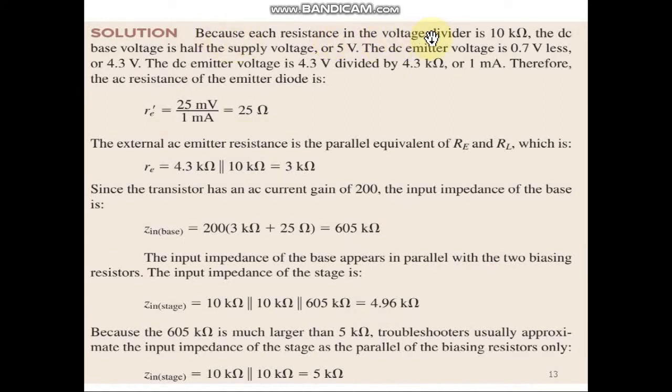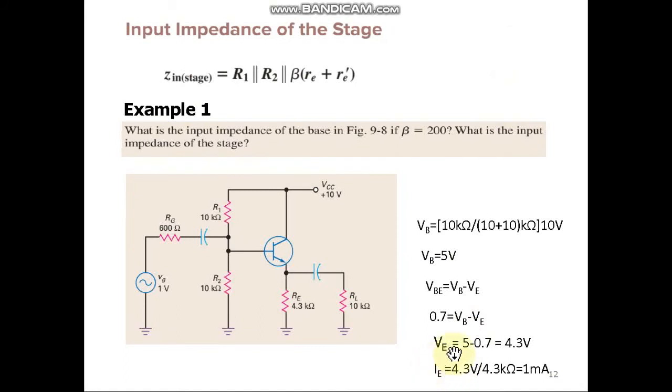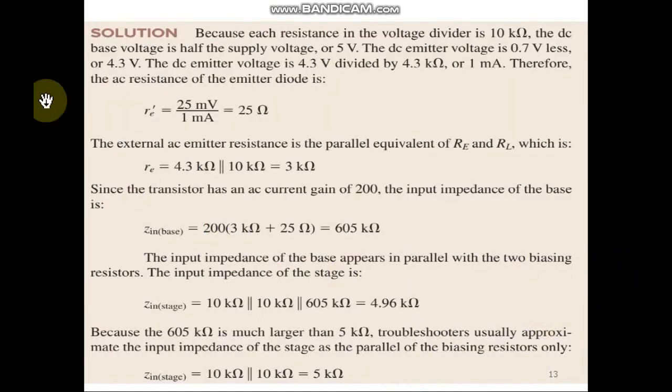Because each resistor in the voltage divider is 10K, this we have calculated, IE is equal to 1 milliampere. Therefore, the AC resistance of the emitter diode, that is RE dash, will be 25 millivolt upon IE, that is equal to 25 ohm. Now, the external AC emitter resistance, that is RE parallel RL, is equal to 3 kilo ohm. Since the transistor has an AC current gain of 200, the input impedance will be beta (RE plus RE dash), that is 605 kilo ohm. Now, the input impedance Z in stage is the parallel combination of R1, R2 and Z in base.